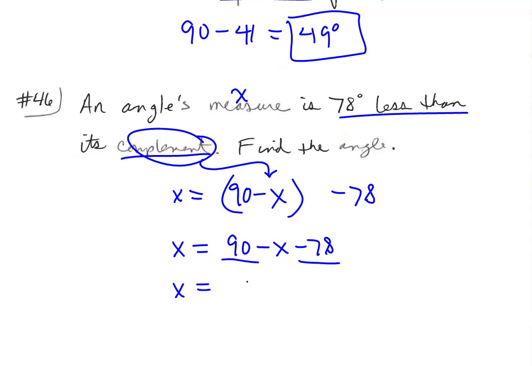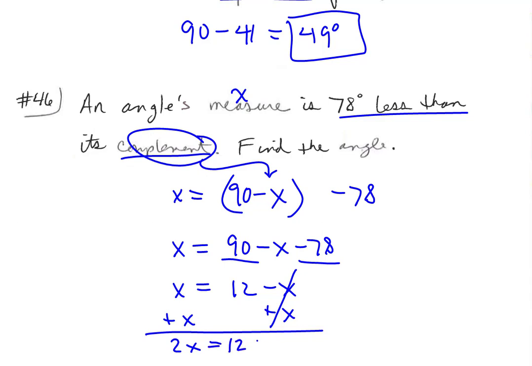Of course that would give us 12, so we have x equals 12 minus x. To get x alone I could add x to both sides. Remember, variables first, smaller to larger, something like this after combining like terms. So the x's on the right side cancel out, leaving us with 2x on the left equals 12.